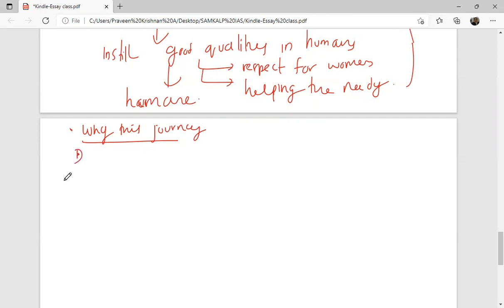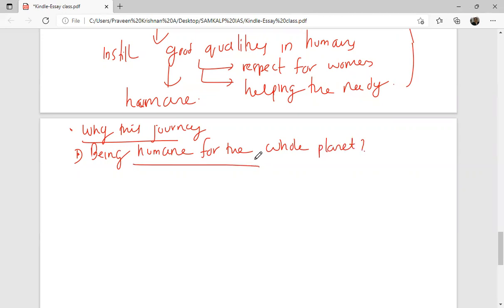The first dimension is that being humane, or humaneness, is not just for the sake of being a human, but it is also important for the whole planet. It means being humane for the whole planet. What will I write in this? Again, I'll write many points in this, not in point form. I'll write in a paragraph format.